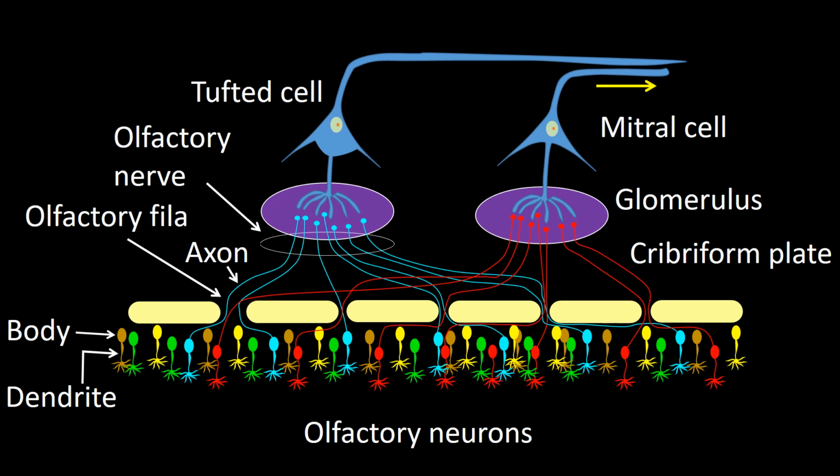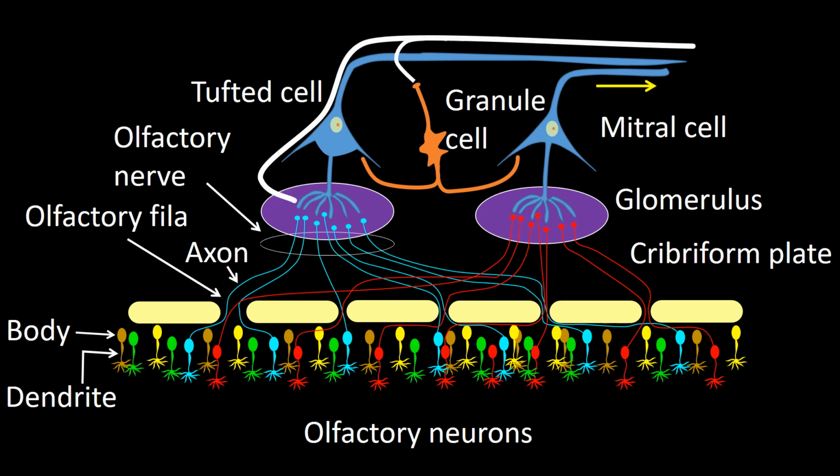The mitral and tufted cells then send their axons through the olfactory tract. The mitral and tufted cells, in addition to being in contact with olfactory neuron axons, are in contact with granule cells. These neurons have the peculiarity of not having axons. All neurites are considered dendrites.